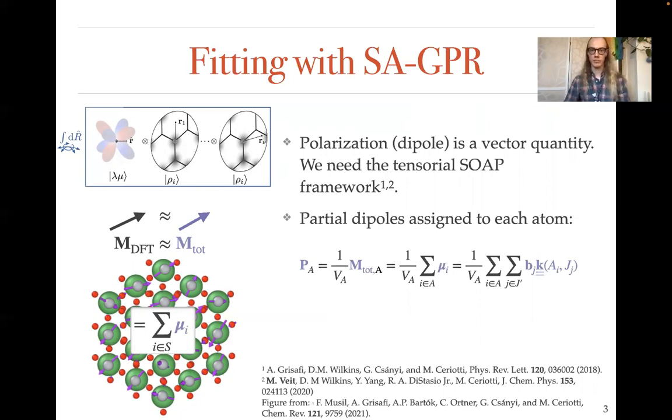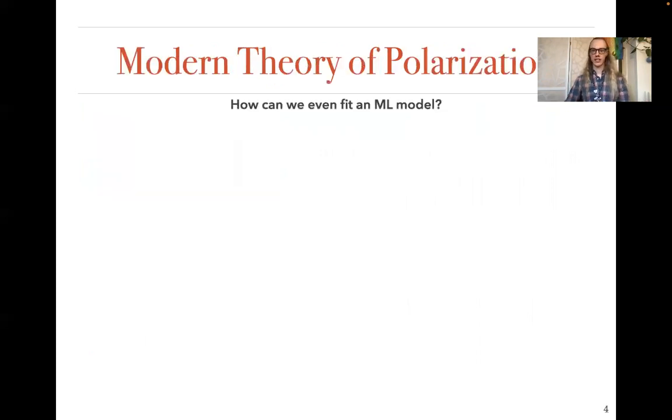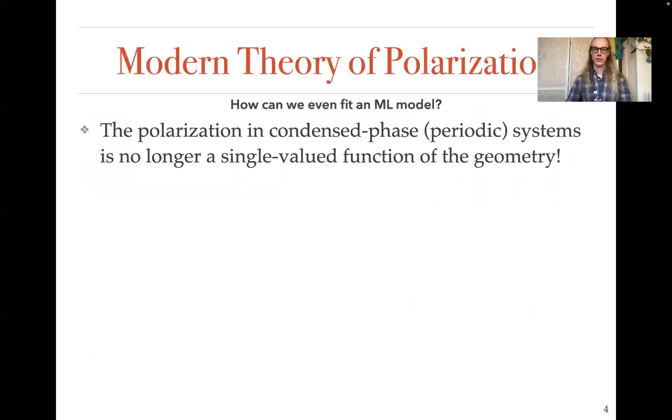All right, so at this point, I think many of you will be objecting, no, wait a minute, you can't do this. I mean, these quantities, the dipole moment, the polarization, they're not actually well defined in condensed phase. And you'd be right in the sense that in the modern theory of polarization, the polarization in condensed phase systems where we're using periodic boundary conditions is no longer a single valued function of the geometry.